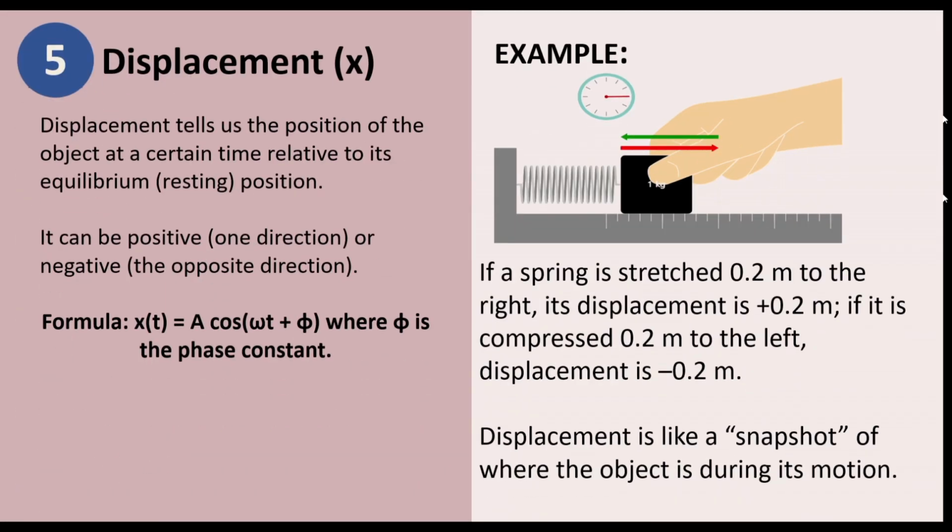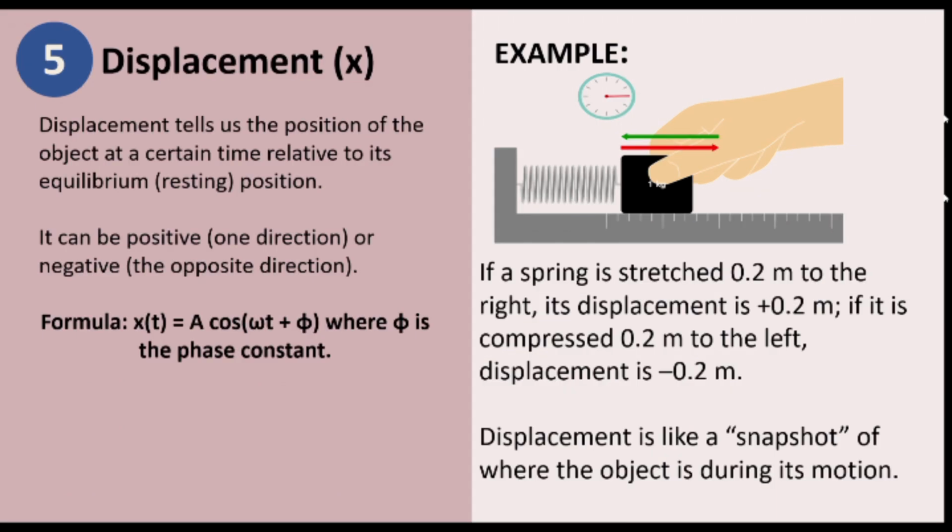Next is displacement, represented by x. Displacement tells us the position of the object at a certain time relative to its equilibrium or resting position. It can be positive, one direction, or negative, the opposite direction. The formula is x of t equals A cosine of omega t plus phi, where A is the amplitude, omega is the angular frequency, and phi is the phase angle.